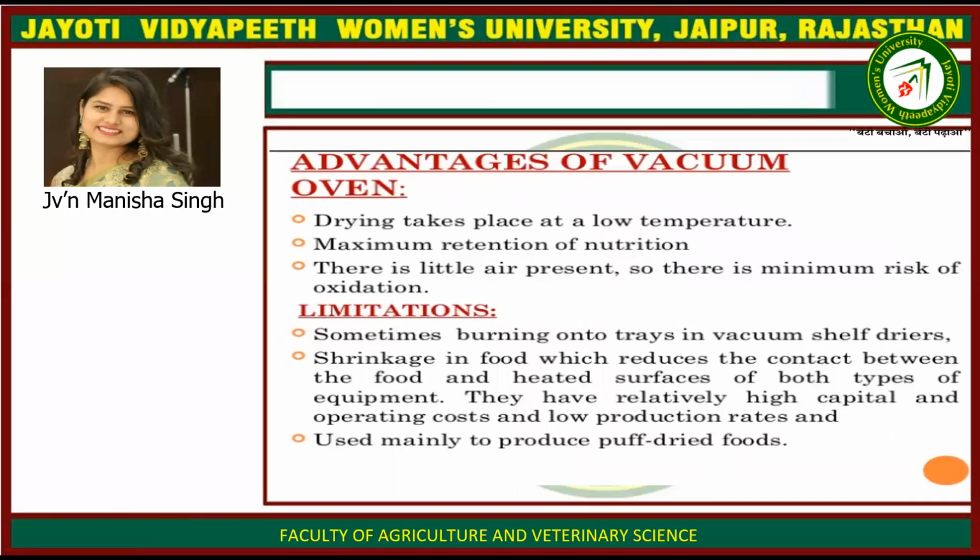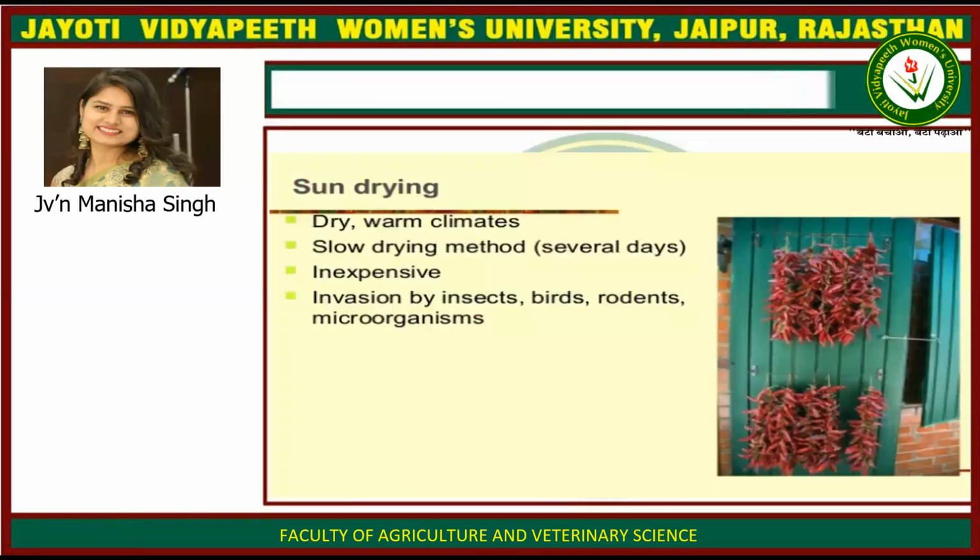degrees Celsius. Advantages of the vacuum oven are: drying takes place at a low temperature, maximum retention of nutrition, and there is little air present, so there is minimum risk of oxidation. Then limitations: sometimes burning onto trays in vacuum shelf dryers, and shrinkage in food which reduces the contact between the food and heated surfaces of both types of equipment. They have relatively high capital and operating costs and low production rates, and are used mainly to produce puff dried foods.